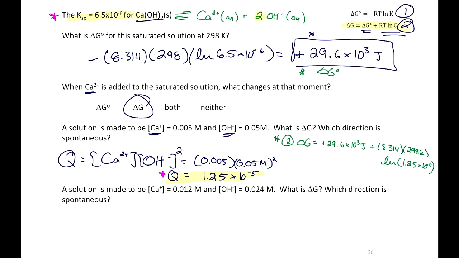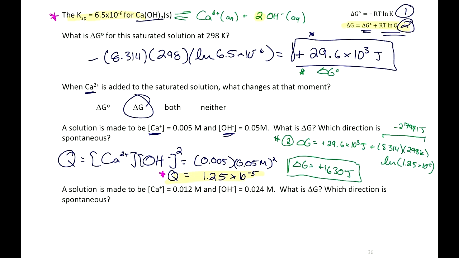All right, and so when you shove that into your calculator, you see that this RT ln Q term is equal to something like, I'll just have to calculate it. Okay, 8.314 times 298 times ln 1.25 e negative 5 is something like negative 27,971 joules. And now we are subtracting that number from the original delta G naught. And so when we add those two numbers together, you get delta G is equal to positive 1,630 joules.